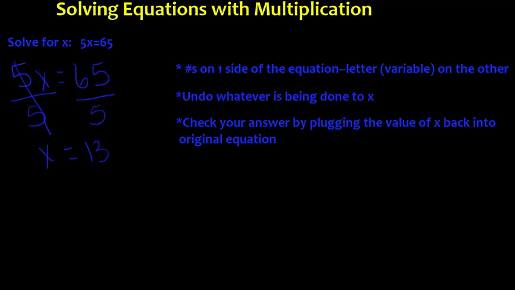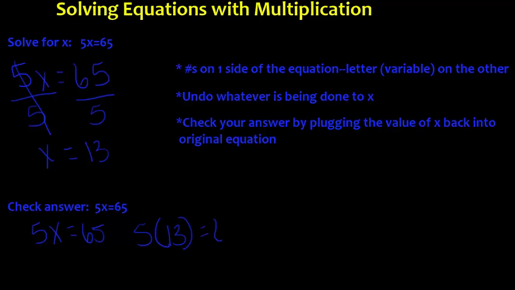So we always want to make sure that we check our answer. To check our answer, we simply plug the value of x back into the original equation. So to do that, we'll write out our original equation of 5x equals 65. We will replace x with the value that we found, so 5 times 13 equals 65. 5 times 13 does equal 65, so we know that this statement is true.